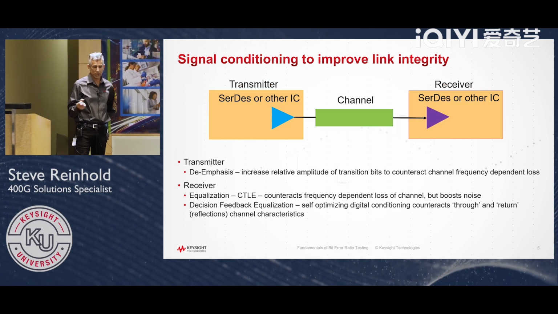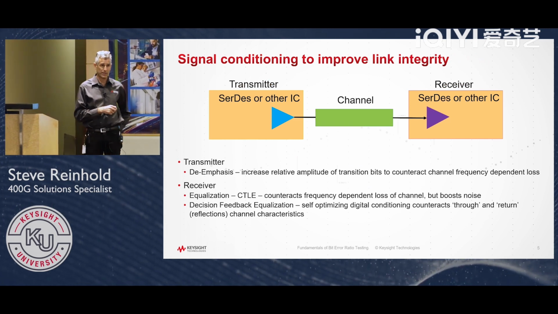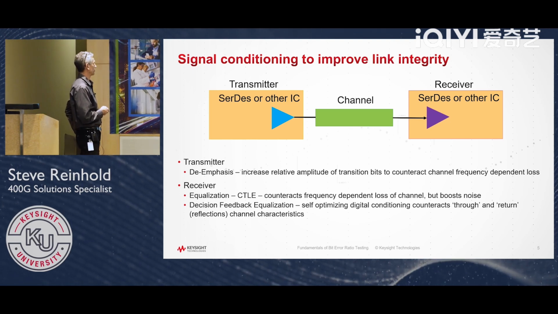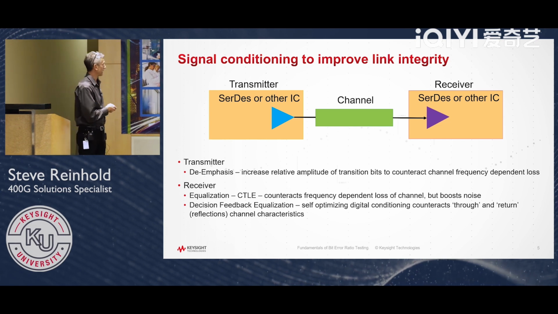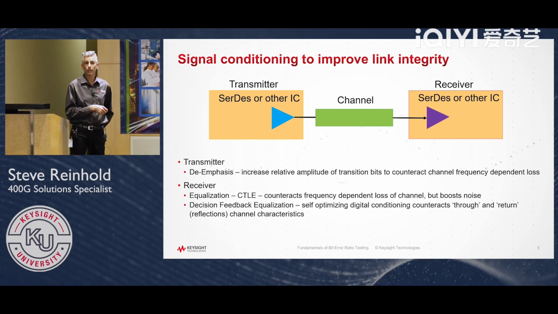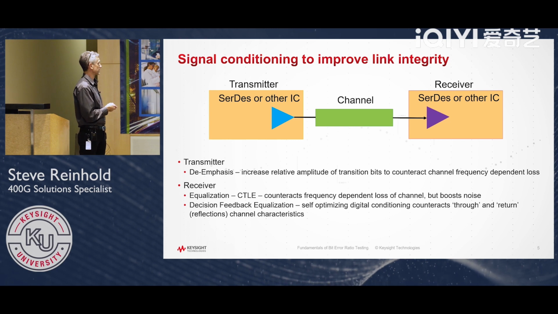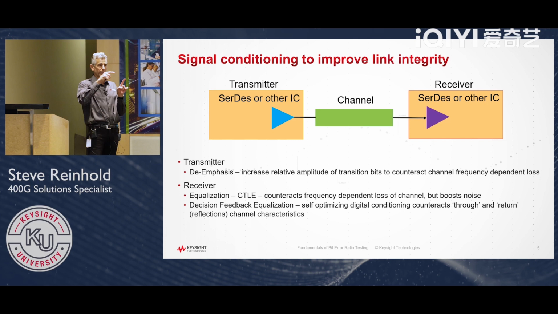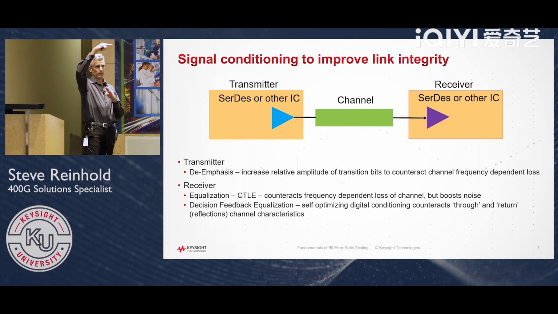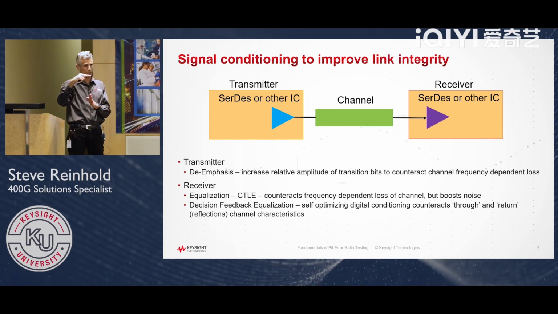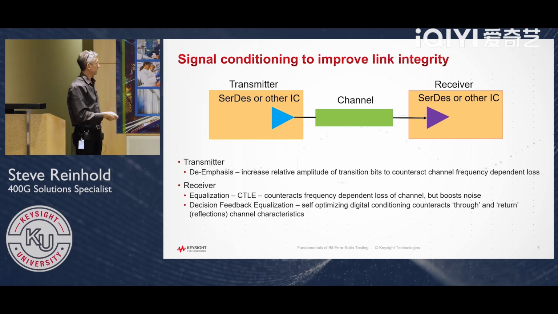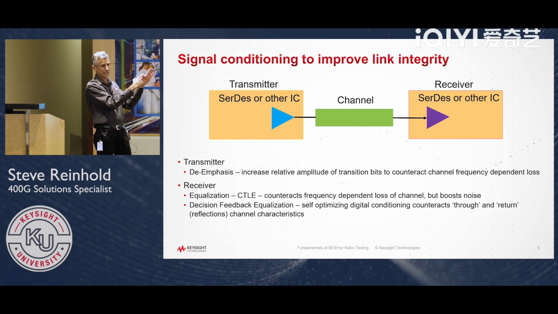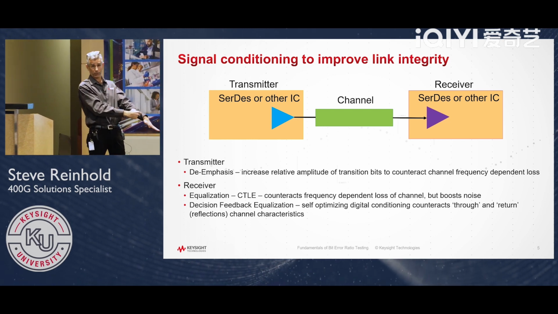We do signal conditioning. Pretty much everybody so far has talked a bit about this. So on the transmitter, it's often called de-emphasis. And that is pre-distortion, where we increase the relative amplitude of transition bits. So the bits where you have a transition would be larger in amplitude than the bits where you don't have transitions. And what that tends to do is give you kind of a gain versus frequency that can offset the loss versus frequency of your channel.